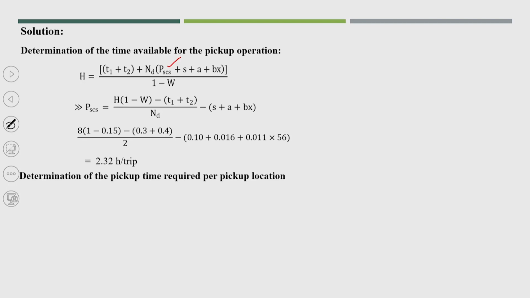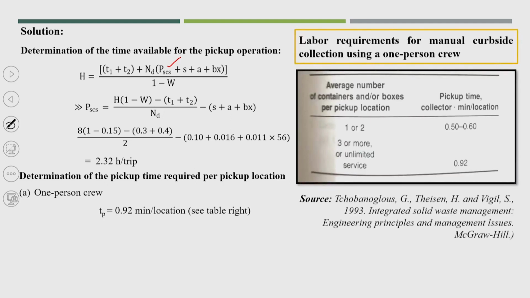Now, we will determine the pickup time required per pickup location. We have two different collection systems: one is a one person crew and the next is a two person crew. For the one person crew, we will find TP from this table, similar to the textbooks which I propose for this course.